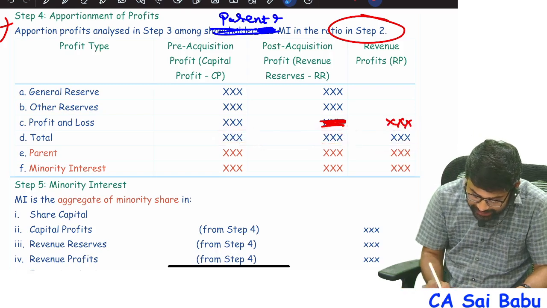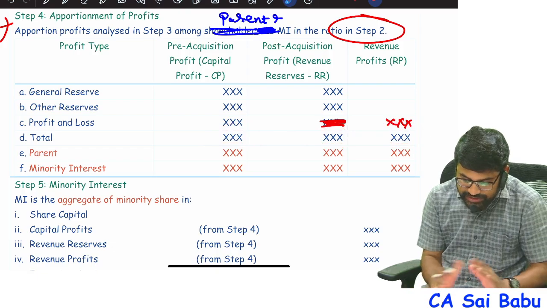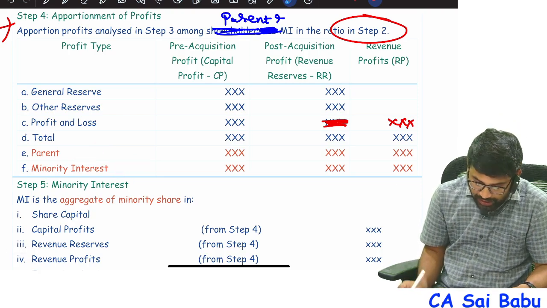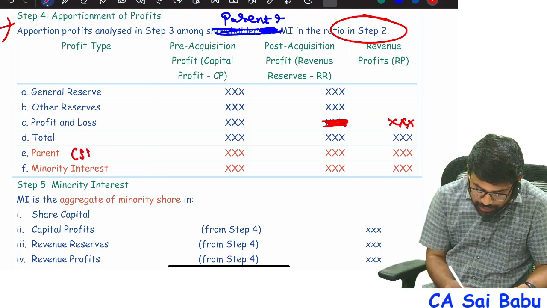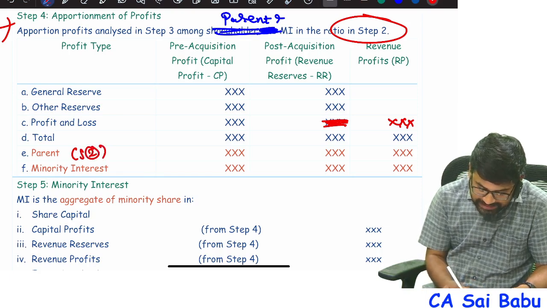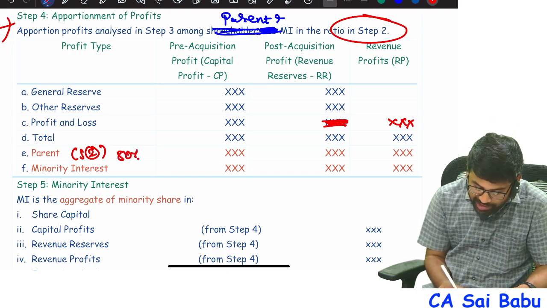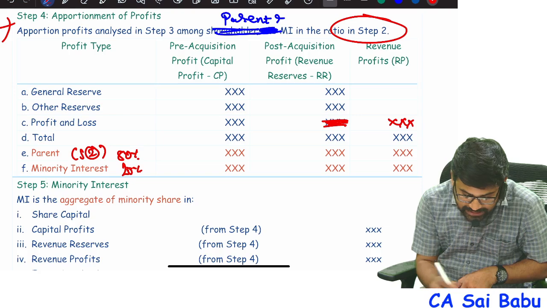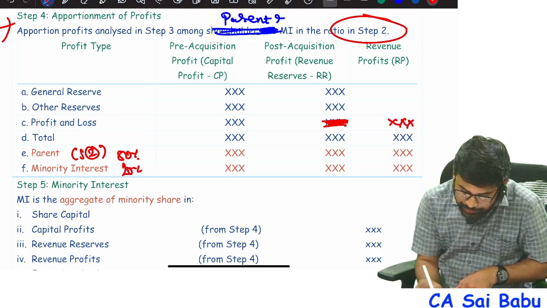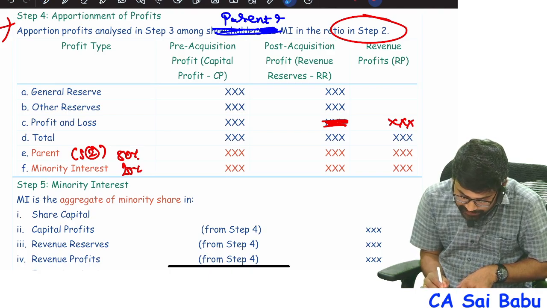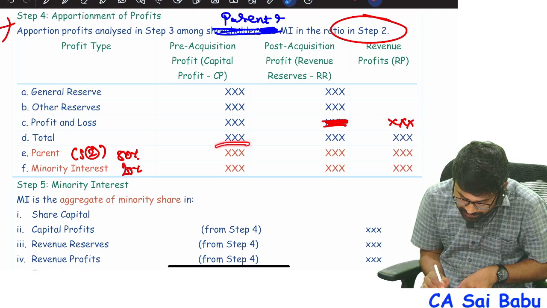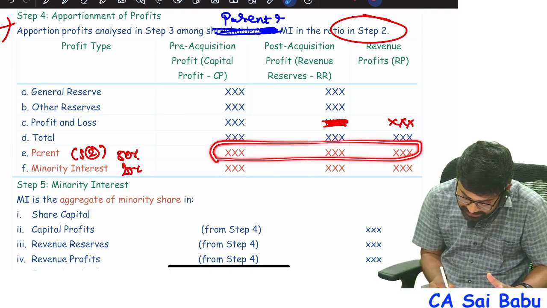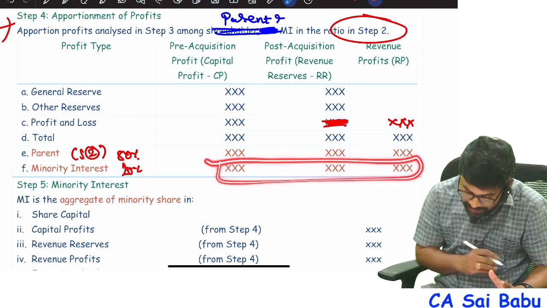Then you divide these reserves and surplus, which are apportioned as pre and post, between the parent and minority interest. And in which ratio, we already decided in step number 2. How much is parent? 80%. How much is minority interest? 20%, for example. So the profits of the subsidiary company which are analyzed as pre and post will be divided to parent and minority interest. See this, this is the parent share, this is the minority interest share.